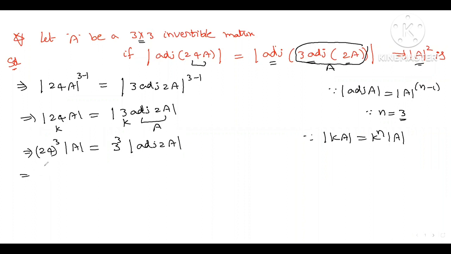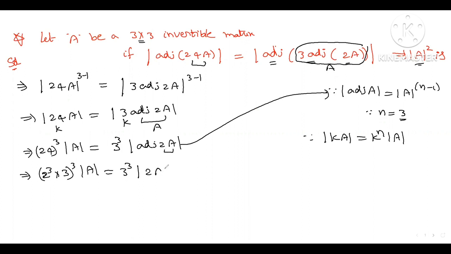Okay, here 24 can be written as 2 cube into 3, from the prime factors, since 8 times 3 is 24. So (24) whole cube into det of A is equal to 3 cube into det of adjoint of 2A. Now we apply the same formula, det of adjoint of A, where A is replaced by 2A, so det of 2A to the power n minus 1. What is the value of n here? 3. 3 minus 1 is 2.